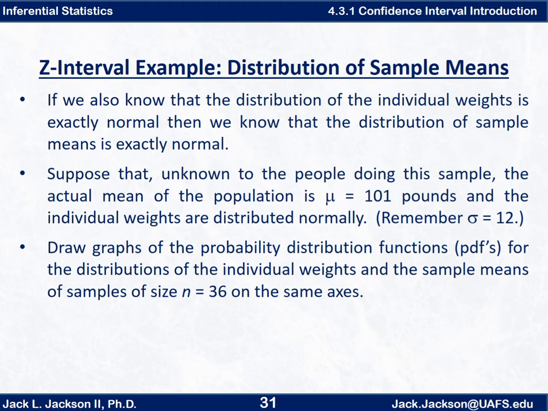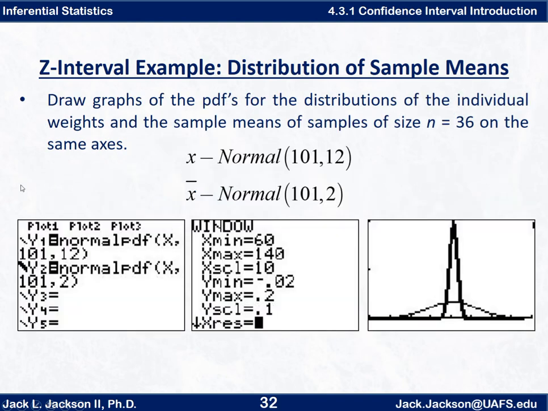Draw graphs of the probability distribution functions, PDFs, for the distribution of the individual weights and the sample means of samples of size n equal 36, using the same axes. You should be able to do this on your calculator. Go ahead and do this now. This is using skills we've learned earlier. Press pause. Well, now that you're back, we can check this.